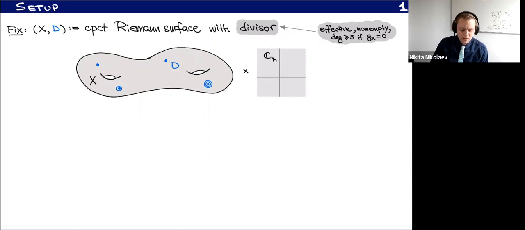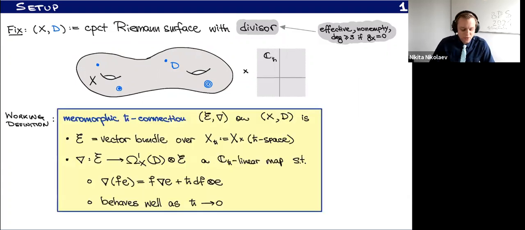So I'll cross my Riemann surface X with h-bar space. Technically, h-bar connections are connections on this X cross h-bar space, and you should define them as relative connections, etc. But let me just give you a working definition, which will be enough to understand everything.